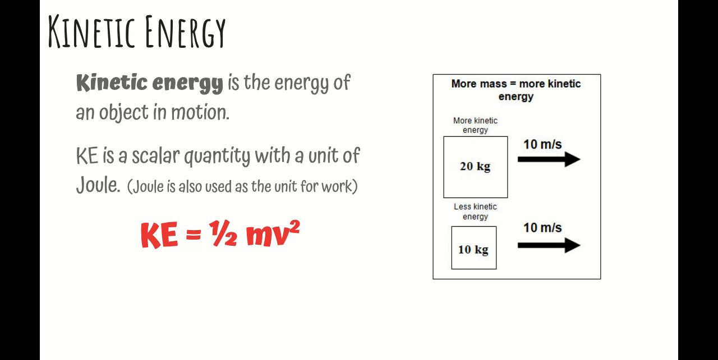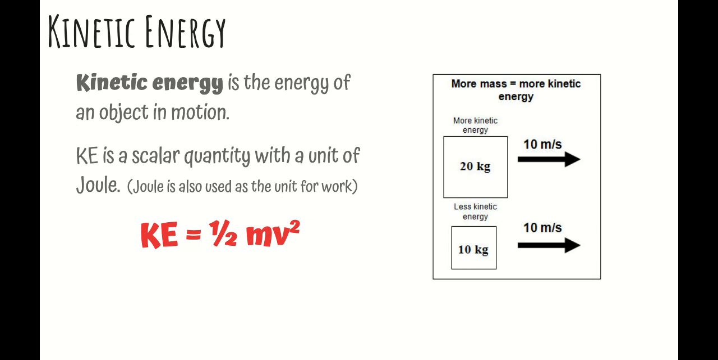So this is a formula we're going to use down here written in red. It's going to be capital K, capital E equal to 1/2 times mv squared. So kinetic energy is going to be 1/2 times the mass in kilograms times the velocity in meters per second squared. The unit for kinetic energy is going to be joule.